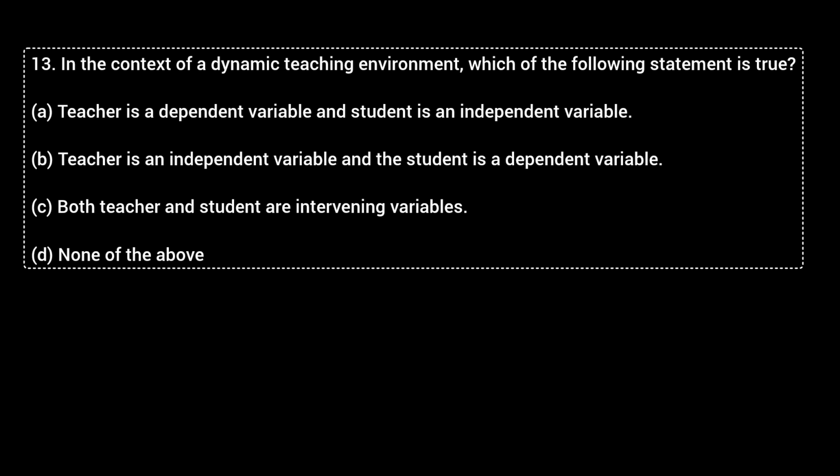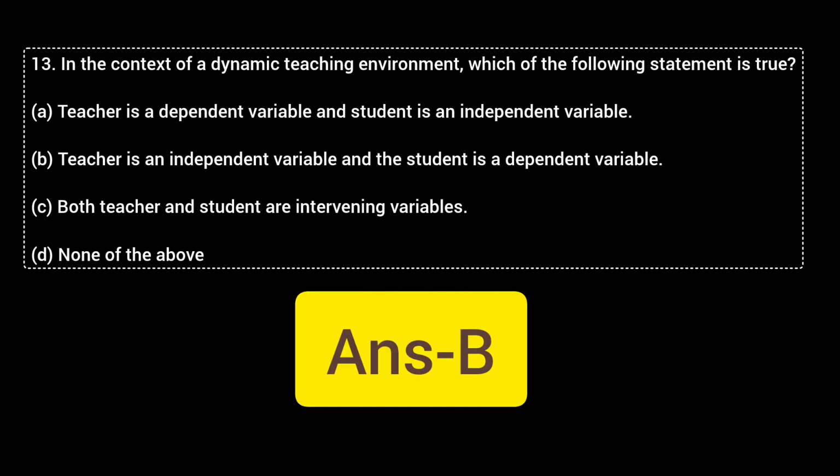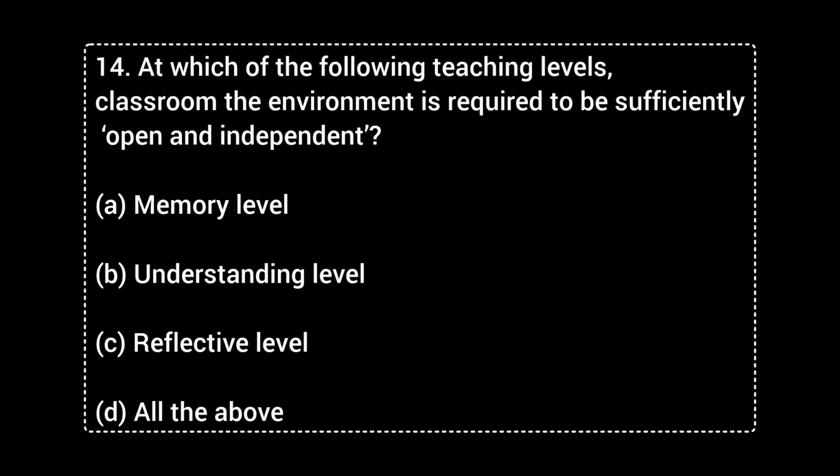So here the answer is going to be option number B, that is teacher is an independent variable and the student is a dependent variable. And we know it very well that the teacher is not completely dependent on the student, but a student is dependent on the teacher.